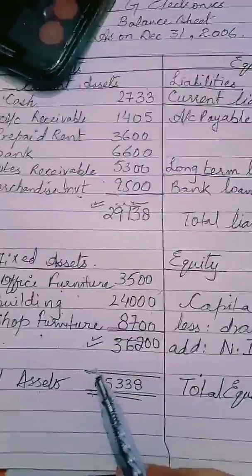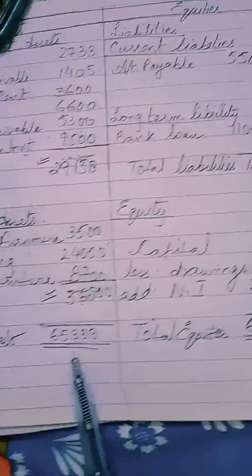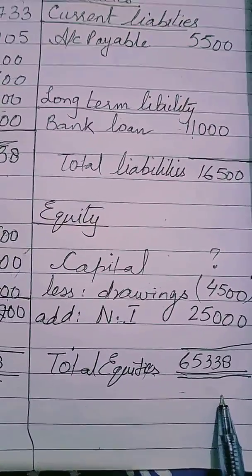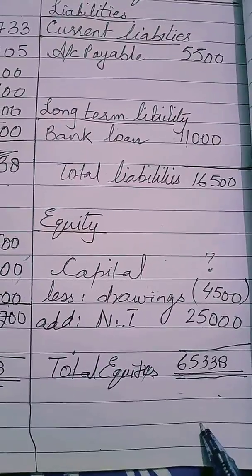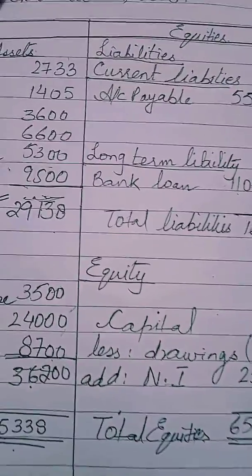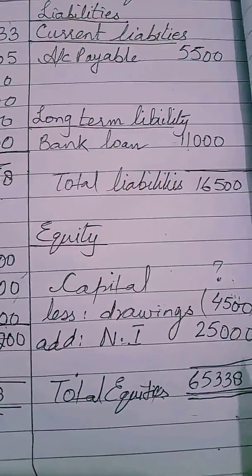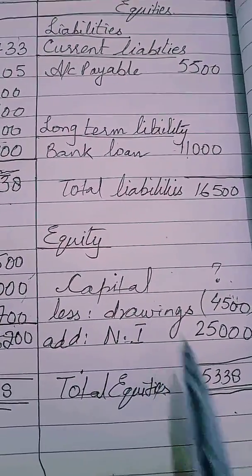Yes, you all can see that as I total the current assets and the fixed assets, my total amount will be 65,338, which is equal to the total equities, 65,338. Now what we have to do, we have to calculate the amount of capital. Now you have to put the formula in the working: capital at start less drawings plus net profit is equal to capital at end. I will show you the working here.